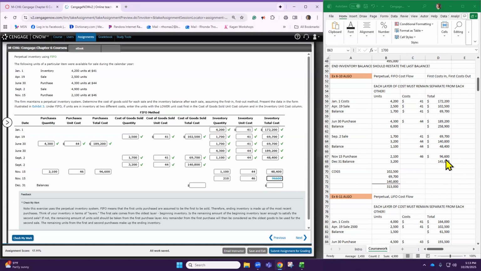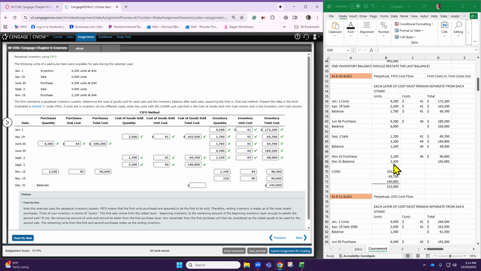That is 96,600. And that is what goes in this bottom here. Okay, 2,100 units at a cost of 46, 96,600. And when you add these two together, you get a total in ending inventory: 145,000.